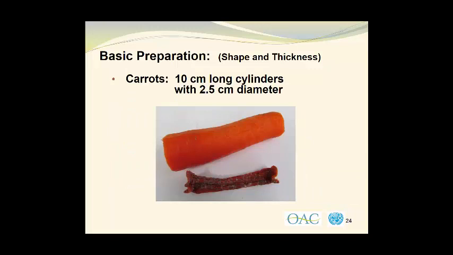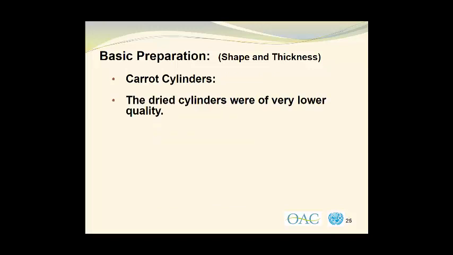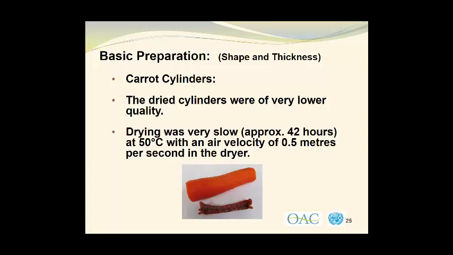Finally, we tested 10 centimeter long cylinders of carrot slices, and they had a diameter of 2.5 centimeters. In the top of the photograph, you can see the raw carrot before it was dried, and in the bottom, you can see what the cylinder looked like after it had dried down considerably. But the dried cylinders were of a very low quality, and drying was extremely slow.